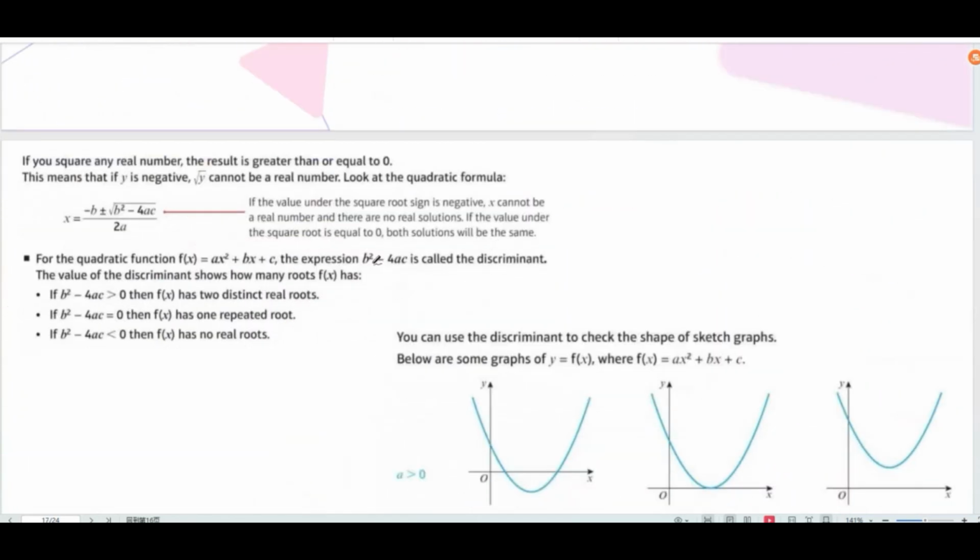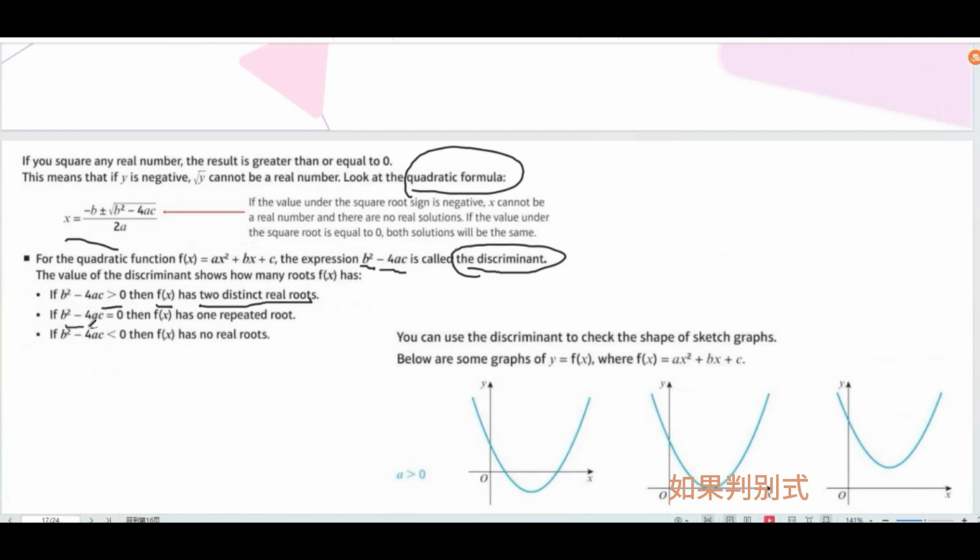So this we normally call a quadratic equation. And b squared minus 4ac, this we call the discriminant. So if the discriminant is greater than 0, the function has two distinct real roots.